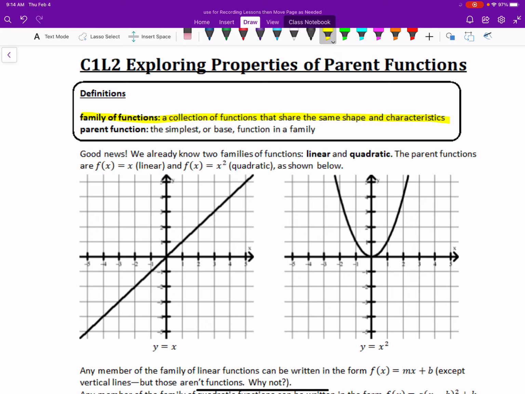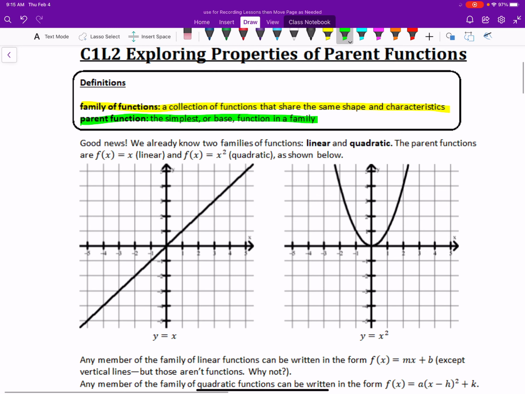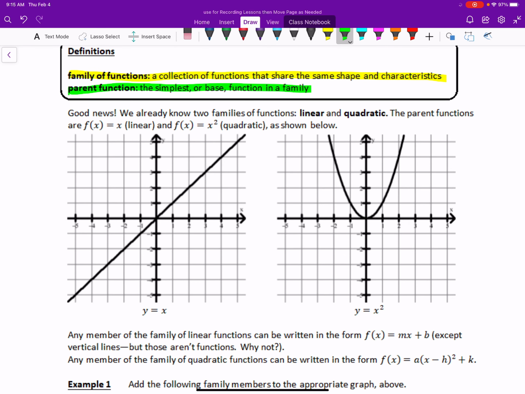Now, carrying on the metaphor of a family, we could have what's called a parent function. The parent is the simplest, most basic function that the rest of the family is built off of. That's what today is about: parent functions in particular. What are the most basic functions of different sorts? The good news is we already know a couple of families of functions. We know linear and we know quadratic.